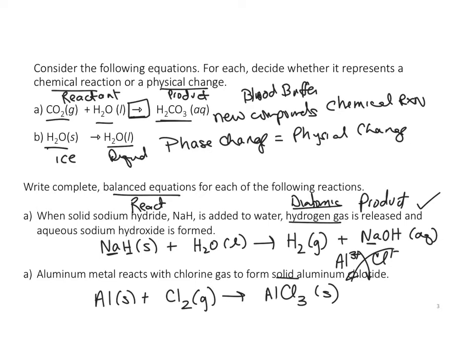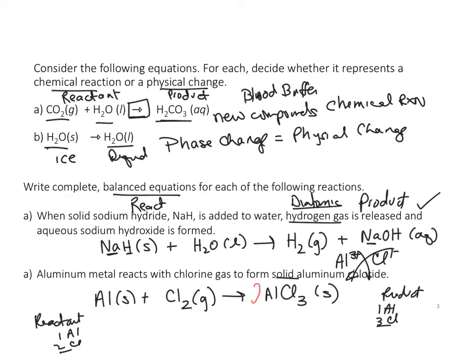Now, is this balanced? No. On our reactant side, we have 1 aluminum and 2 chlorine. On our product side, we have 1 aluminum and 3 chlorine. So what number can we multiply? And when you balance, you put the big number coefficients in front. You never touch the subscripts, because if you change the subscripts, you change the substance.